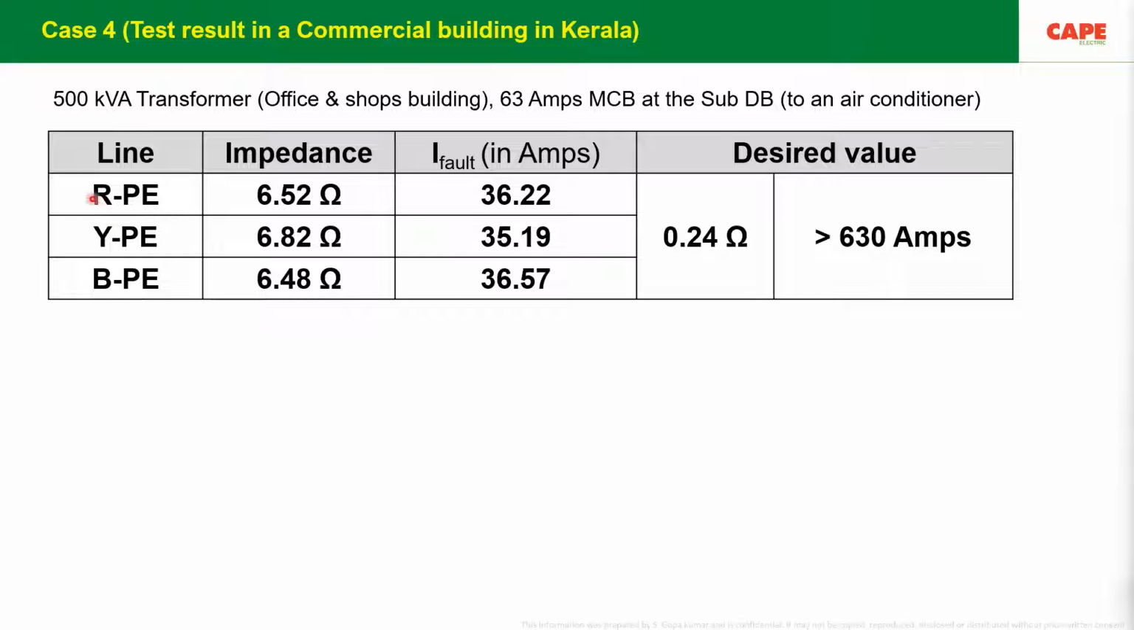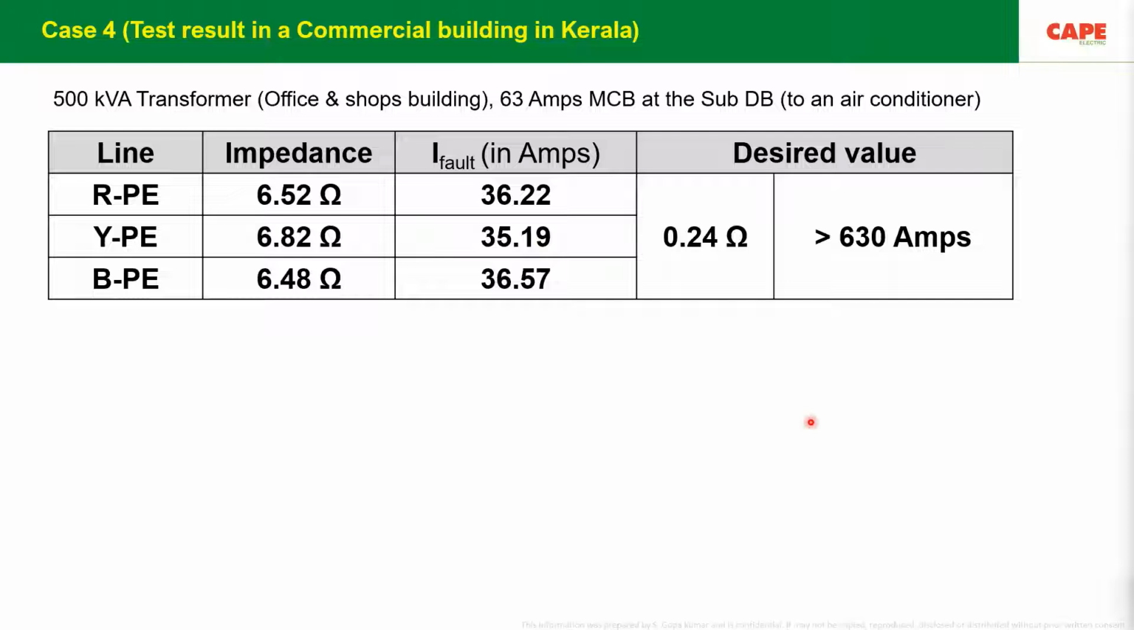The result which I got is R phase to earth impedance is 6.52, the fault current is 36 amps, and you can see here the average earth fault current in that MCB was about 35 to 36 amps. Whereas this MCB requires 630 amps to trip within the specific time. So the earth fault current which is actually flowing is not even 5% of what is necessary. The current is very, very small.